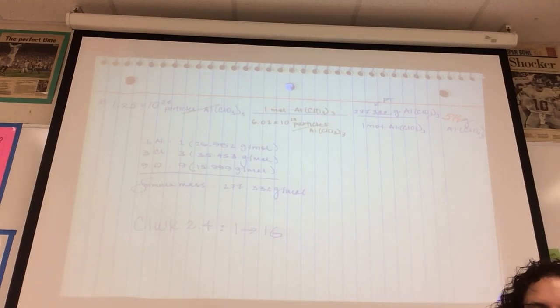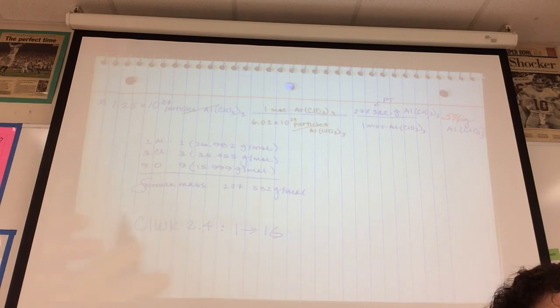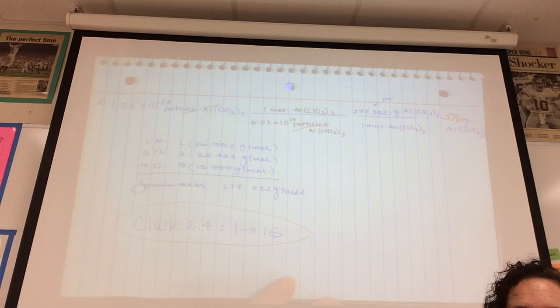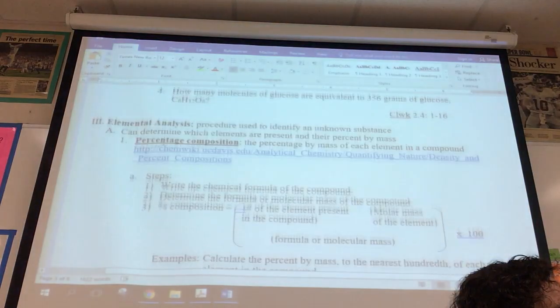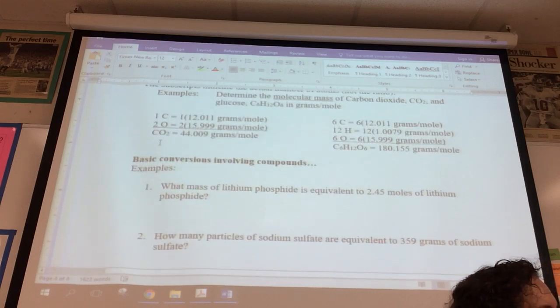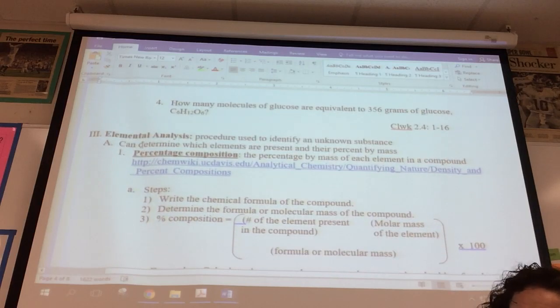So try and do number 4. I'll write number 4 out for you, and this is the classwork that should be completed through tomorrow. Again, for today's lesson, 13 through 16. So number 4 is on the screen. Give it a shot. I think you'll find it relatively easy. You already have the molecular mass for glucose right here, so you can use it. And you can see if you can set 4 up on your own. If you get it right, you're in great shape.